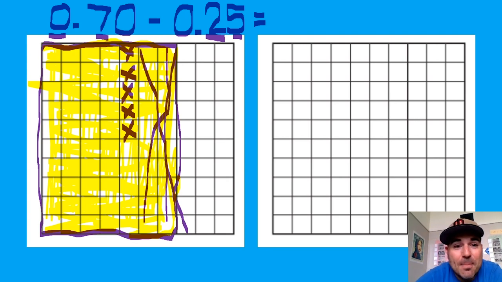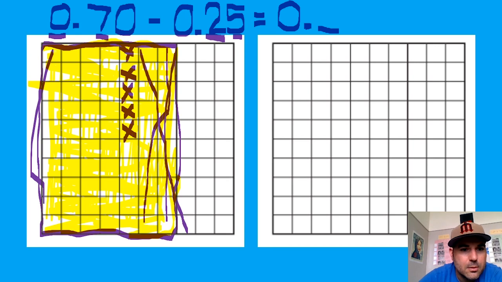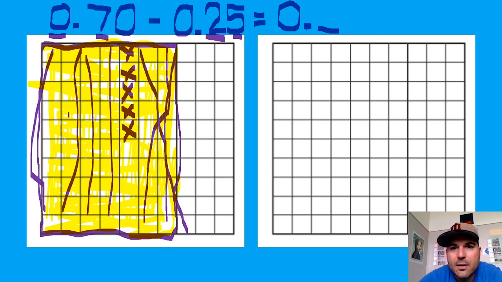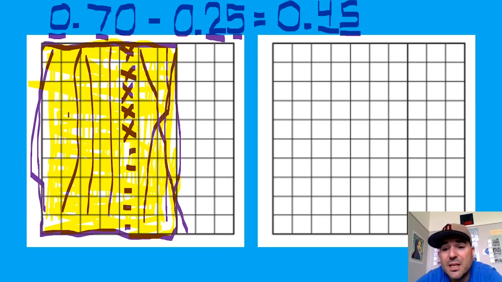Okay, first things first. I don't have a whole square colored in. So I'm gonna put zero for the ones place. I need my decimal because this is what's left of the part of the whole. So I'm just gonna easily start with my tenths place by counting how many rows of 10 are shaded in. One, two, three, four. So I had four rows of 10, and I have one, two, three, four, five smaller hundredths. Altogether, I had 45 equal size squares, 45 of the pieces shaded out of the 100.